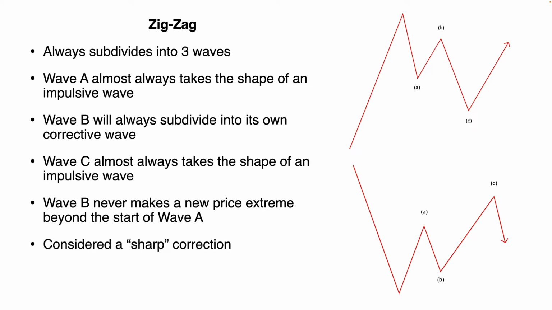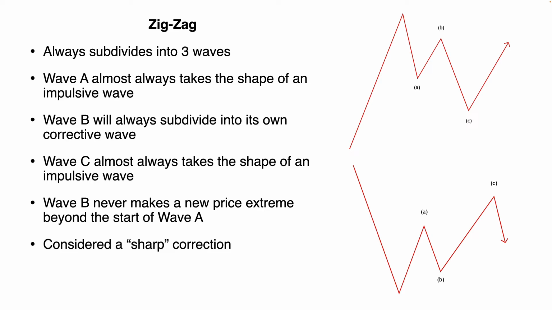And if you do look at wave A of a zigzag, it is possible to trade for wave C, because wave C also almost always takes the shape of an impulsive wave. But here's the thing, if you're trading for wave C of a zigzag, do not overstay your welcome, because once wave C ends, you will get a violent reversal in the other direction.